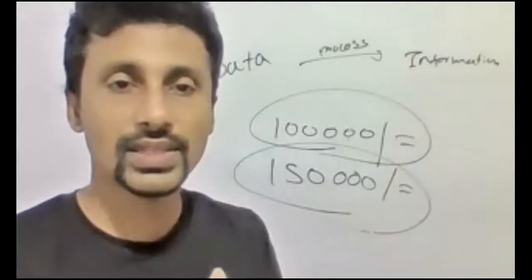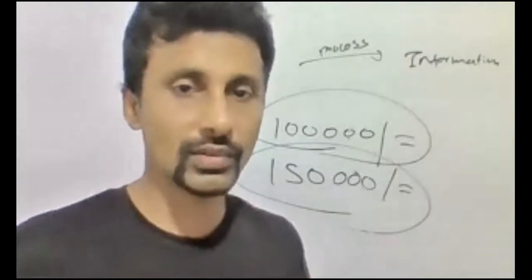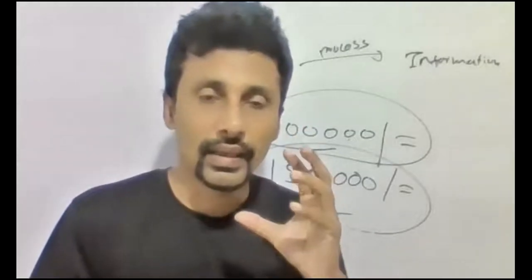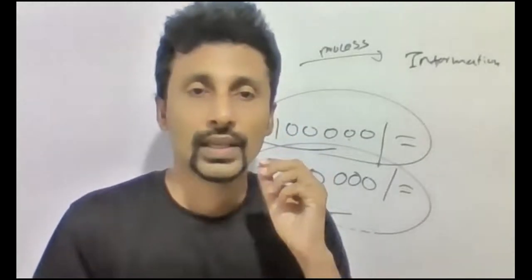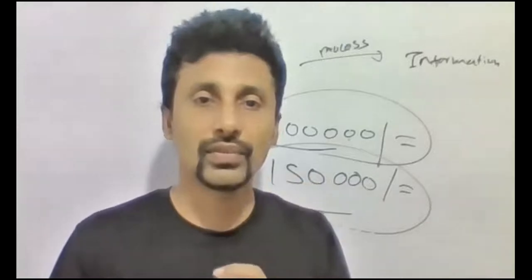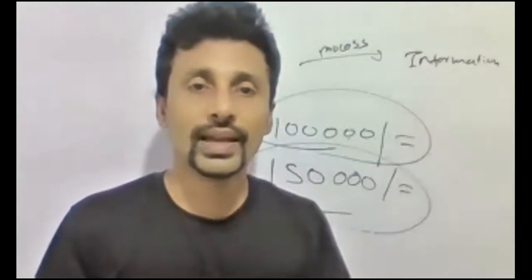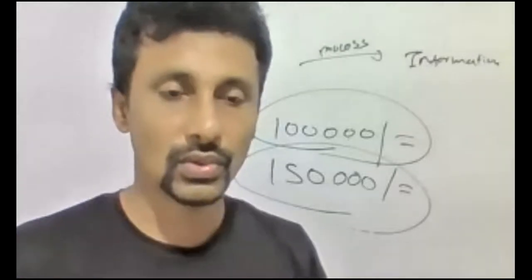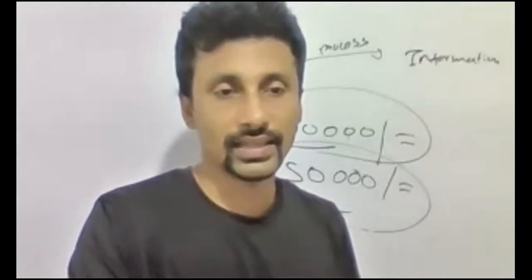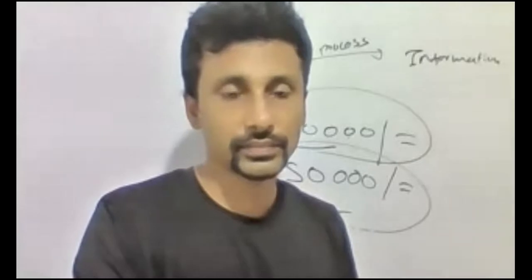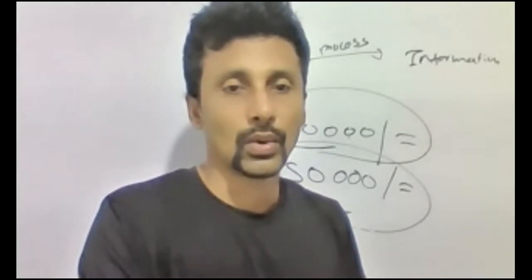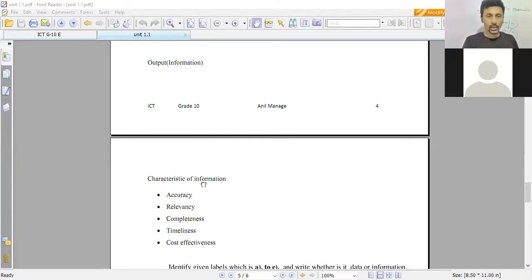If the information is cost effective, the amount we have to spend to get the information should be less. Then only I take that information. So one characteristic is cost effectiveness. Those are the characteristics of information. Okay.